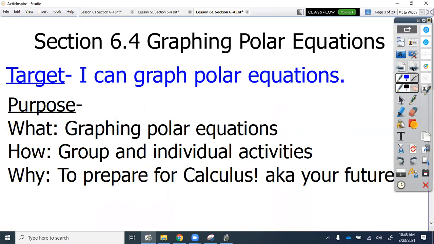And why are we doing this? 2 reasons. Showing you the power of math, right? Pretty cool shapes we're going to be looking at. And then number 2, to get you ready for AP Calculus.